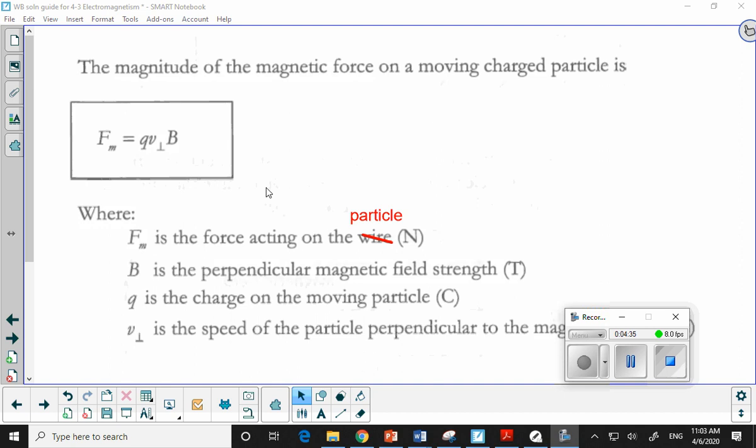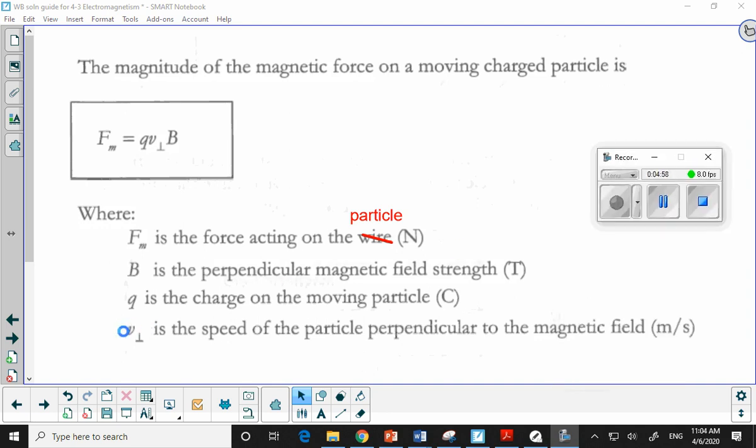So the magnitude of the magnetic force, where Fm is the magnetic force working on the particle. They made a little typo there, and they put wire. That, of course, would be for next section, 4.4. B, you could have the absolute value signs and the vector arrow, is the perpendicular magnetic field to the direction of the charge velocity. Q is the charge, again in coulombs. And V is going to be the speed of the particle perpendicular to the field in meters per second.